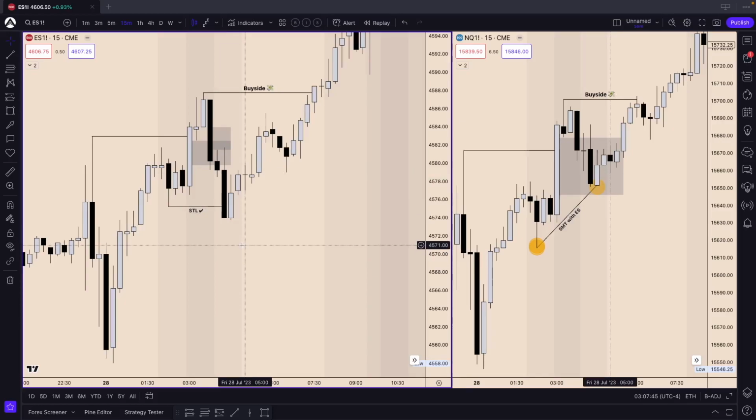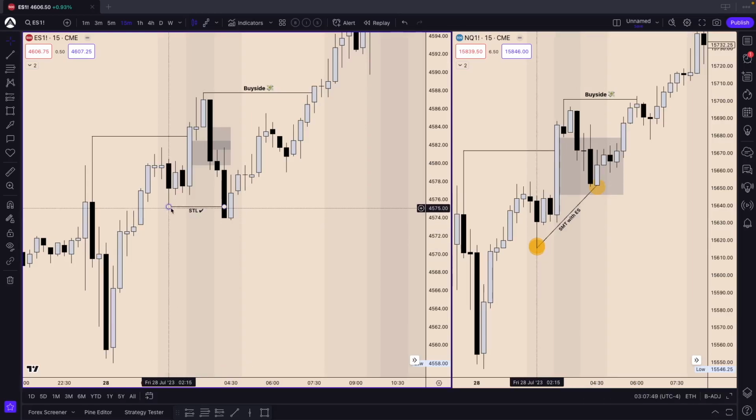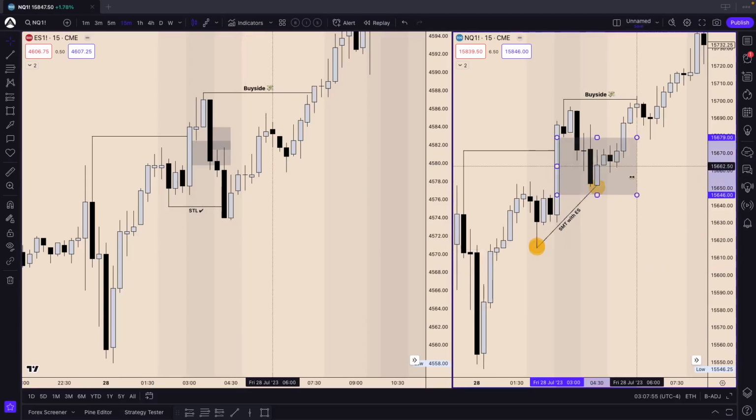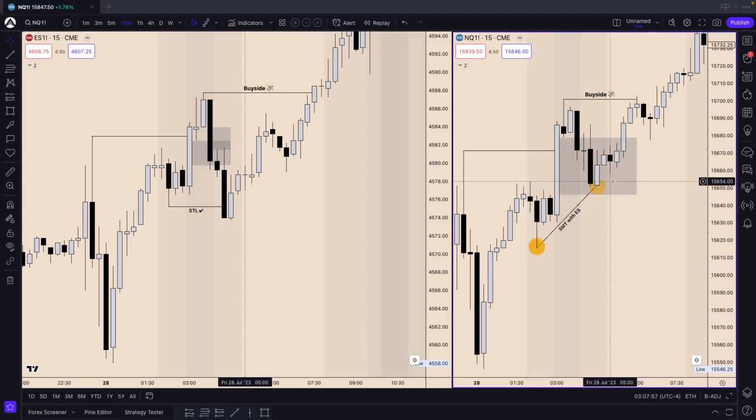And then that's where SMT divergence can come into play, because as we can see, only on ES we cleared the sell side. On NQ, we are miles away from that. We are still respecting this 15-minute discount. So here, there's no reason to believe that we are going to continue lower, especially right around 4:30 and 4:45. We're already starting to make our way back.